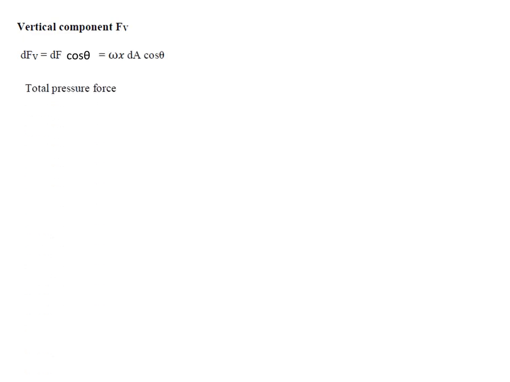Next is to find the vertical component FV. We know that dFV is dF cos theta, but dF is omega x into dA, so multiplying by cos theta will give you dFV. Now we need to find the total vertical pressure force, FV. If you take dFV for all the elemental areas and sum it up, that is, take the integral, you will get the vertical force. So FV will be the integral of omega x dA cos theta. Since omega is a constant, it is taken out of the integral sign. So it is the integral of dA cos theta into x.